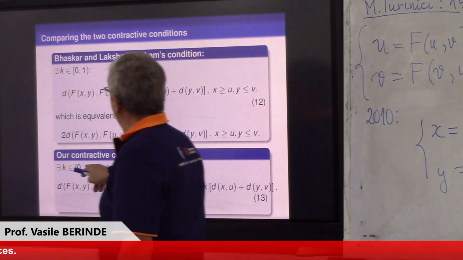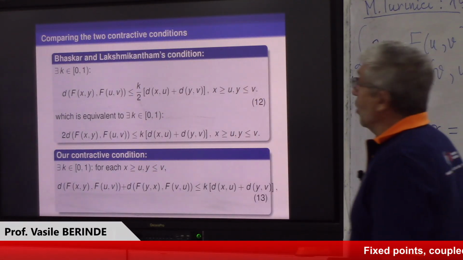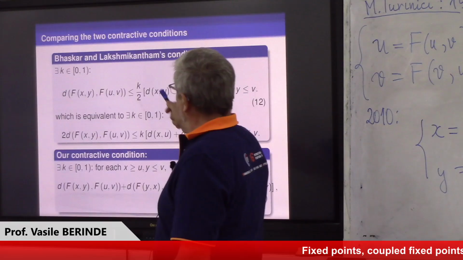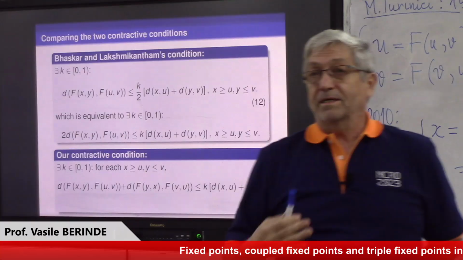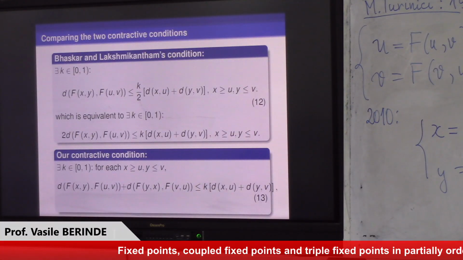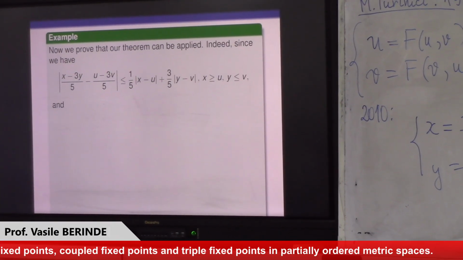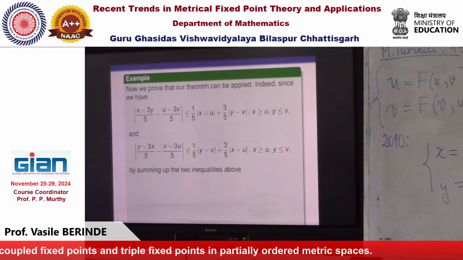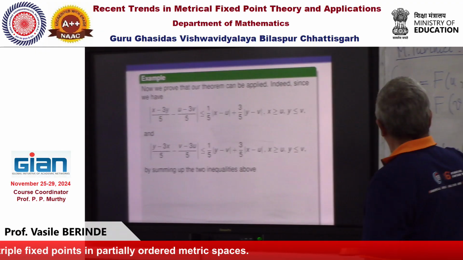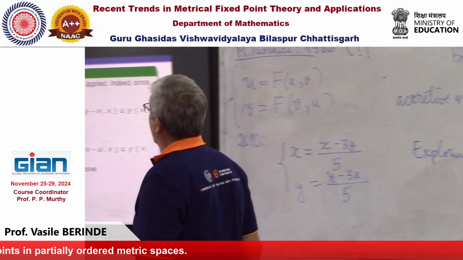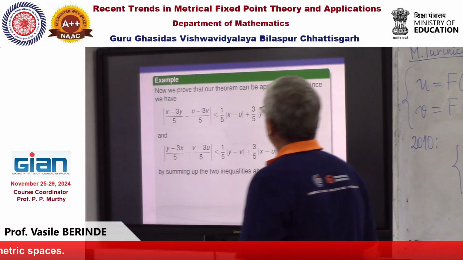K is also less than 1, and the progress we made is that in this theorem, we do not ask for continuity of the function f. And let's take now the previous example. Our theorem applies to the example I showed you, to which the Bhaskar and Lakshmikantham theorem cannot be applied.